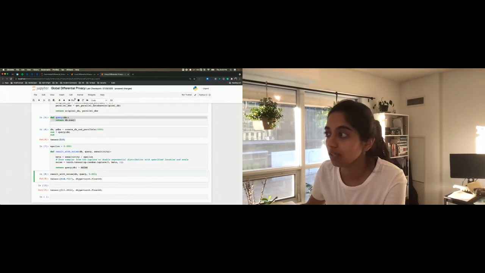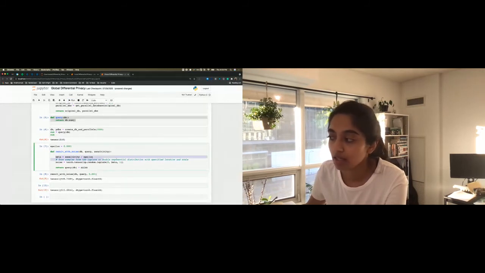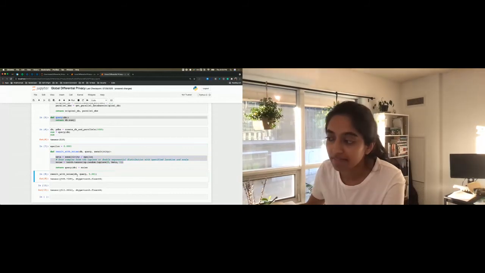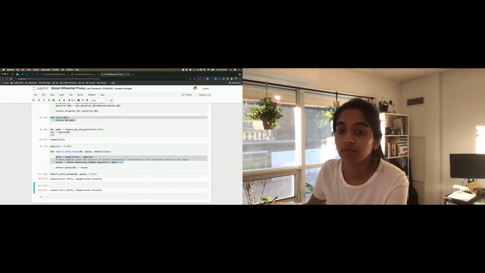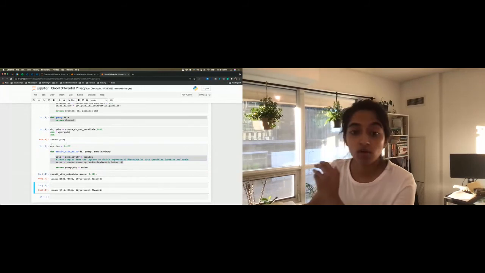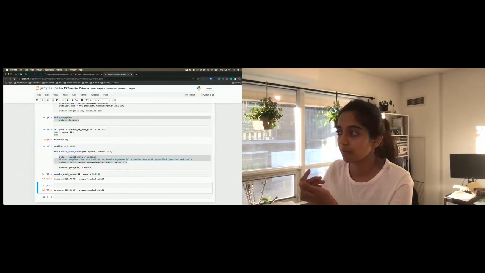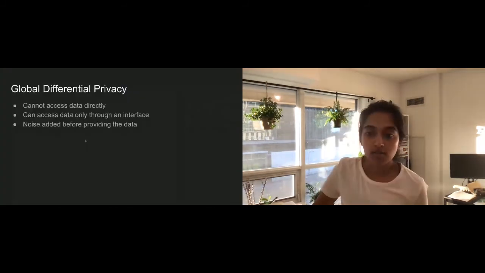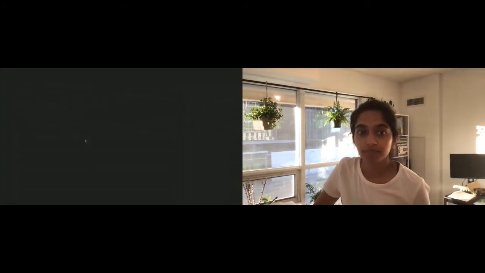If I run this again, the noise that's being added is random, because every single time you're asking the interface for results, it's a random function that's generating the noise. Every single time you get a random answer, but it's very close to the actual answer, which is 518. Global differential privacy works. So what are the pros and cons of global differential privacy?